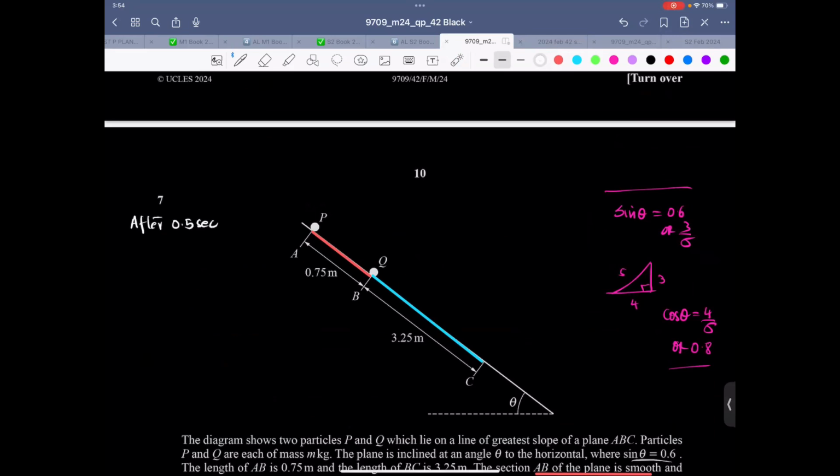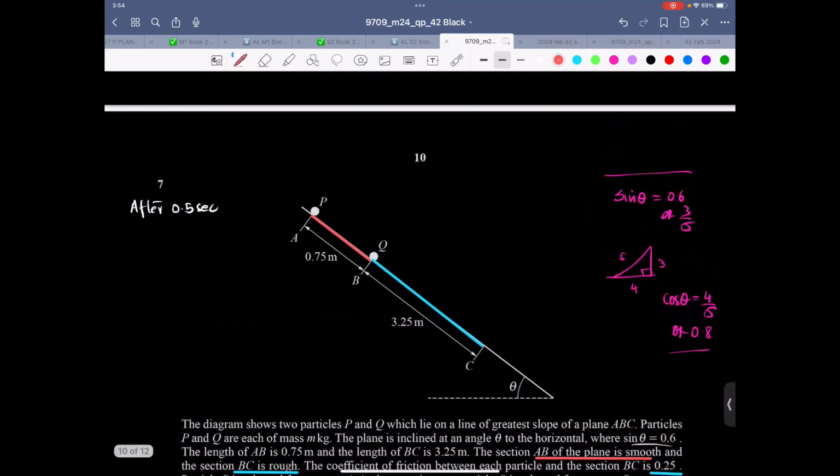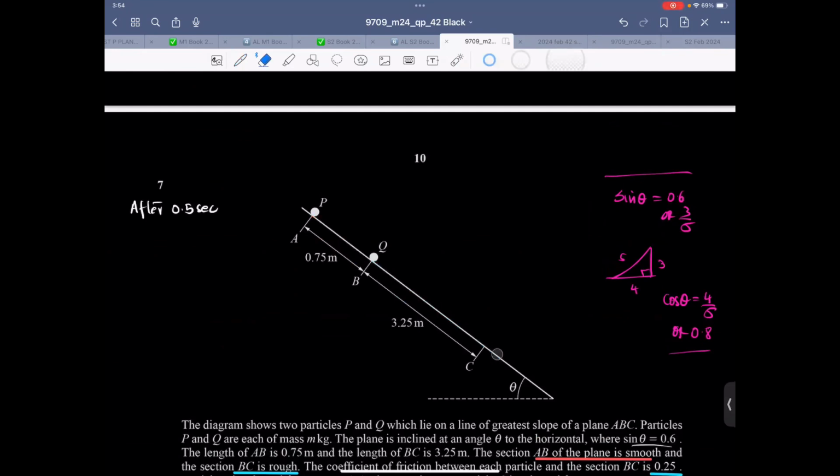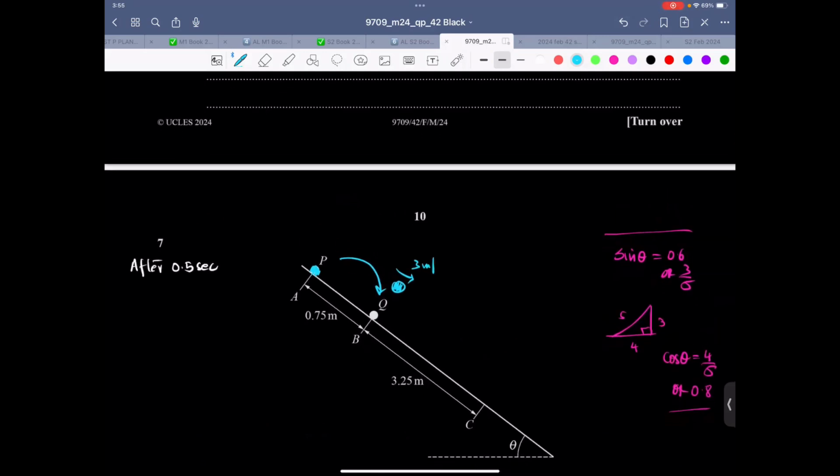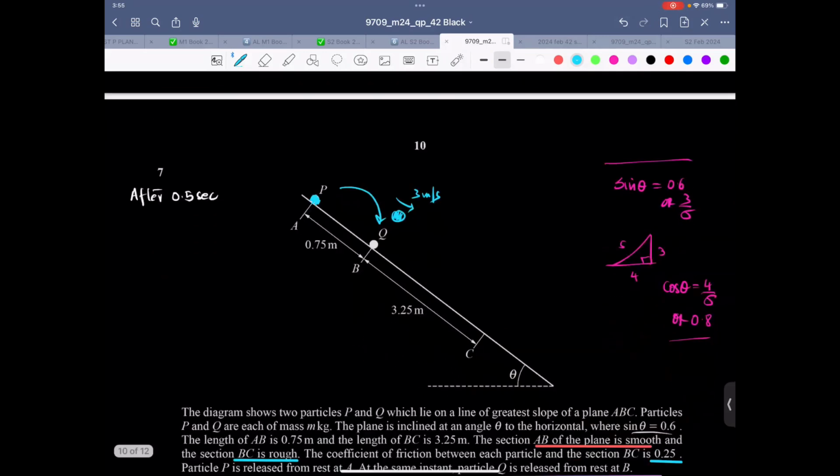So now what is happening is that after 0.5 seconds, this particle P, let me mark it in blue, and let me just remove the color from here. So this particle, the blue particle P, is now at Q. It's right now over here because it has traveled this distance. And it has a speed of 3 meters per second. So now, where is this green particle Q? It should also travel further down the plane. So let me work on Q.